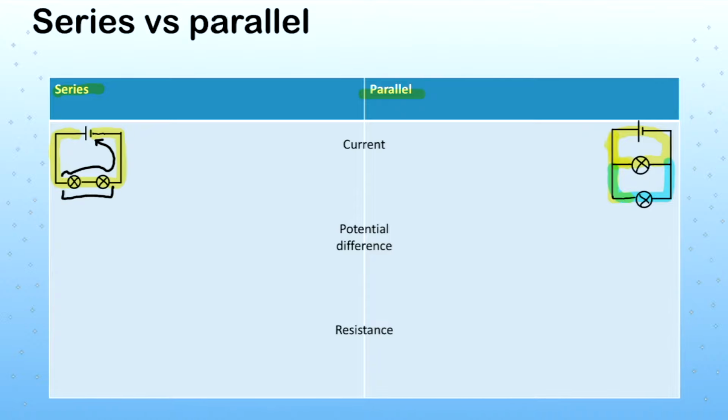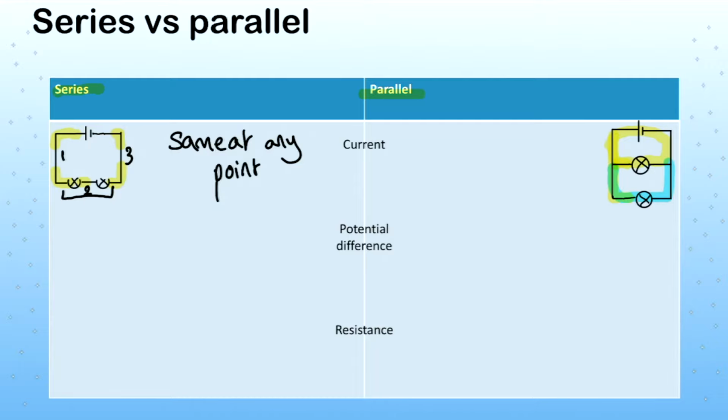So current in a series circuit will be exactly the same at any point around it. For example here, if you look at the circuit we have drawn out, at point 1, 2, or 3, you'll have exactly the same number of electrons moving around at the same rate, and so the current will be the same.